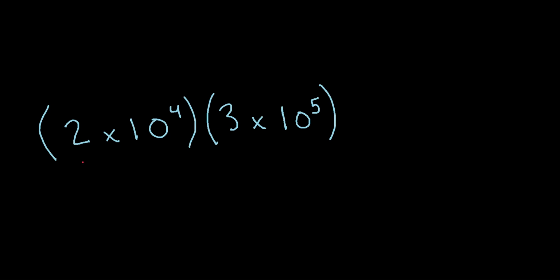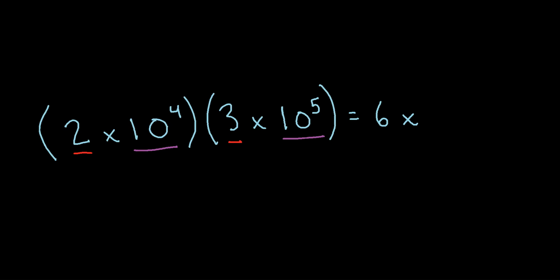We have 2 times 10 to the fourth, and this whole expression is being multiplied by 3 times 10 to the fifth. So how can we multiply these two numbers together? Well, the trick is you first want to multiply the coefficients, so the numbers in front together. So 2 times 3. Then you want to multiply 10 to the fourth times 10 to the fifth. So when we do that, we get 2 times 3, that's 6. So we get 6 times.